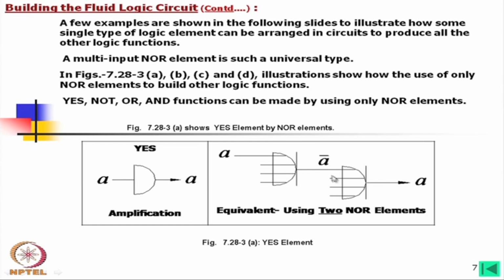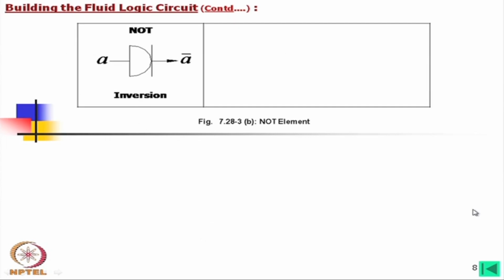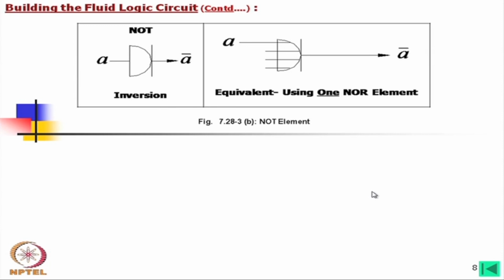Now, you simply connect another NOR device in front of it and you will get this output. So, these two combining is giving this ES gate. This means that this ES gate can be made by two NOR elements. Let us take another. This is a NOT gate. Now, this also can be made by NOR, simply use this gate.